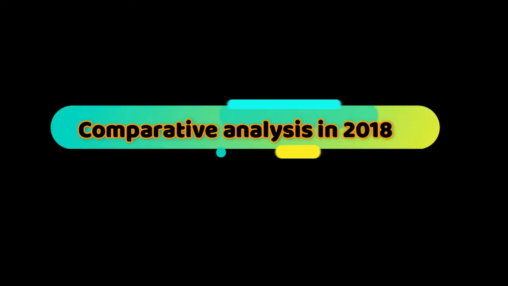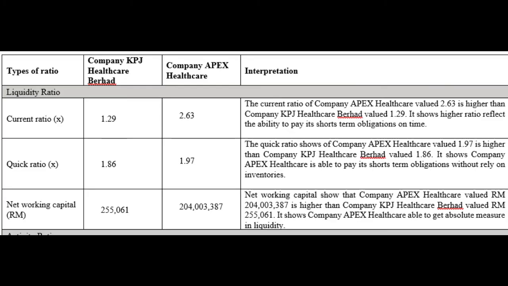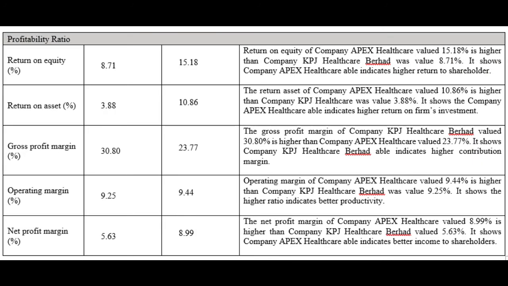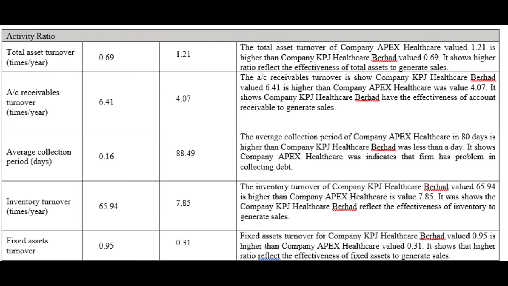In 2018, it is not so good for KPJ Healthcare Group and Apex Healthcare Berhad, but the better one is Apex Healthcare Berhad. It shows the highest in liquidity ratios, leverage ratios, and profitability ratios. For KPJ Healthcare, it has all down in ratios but has higher activity ratios than Apex Healthcare.